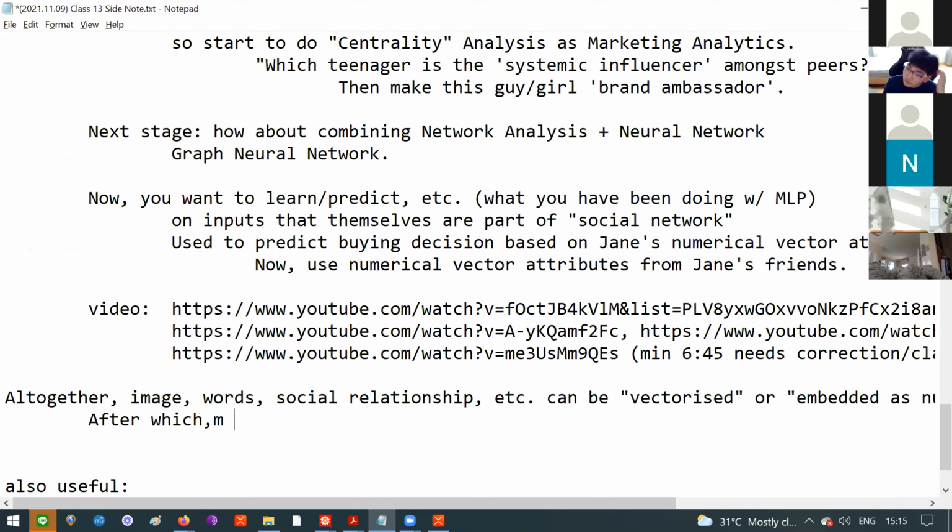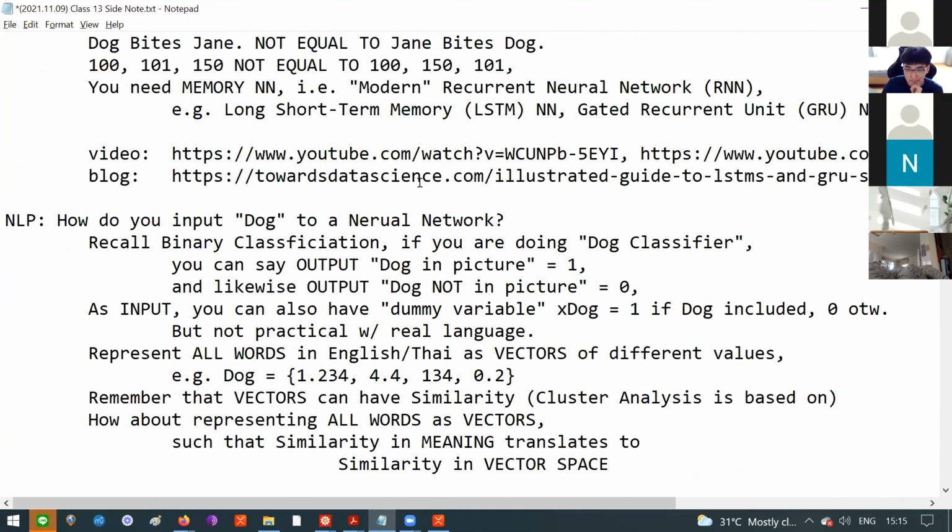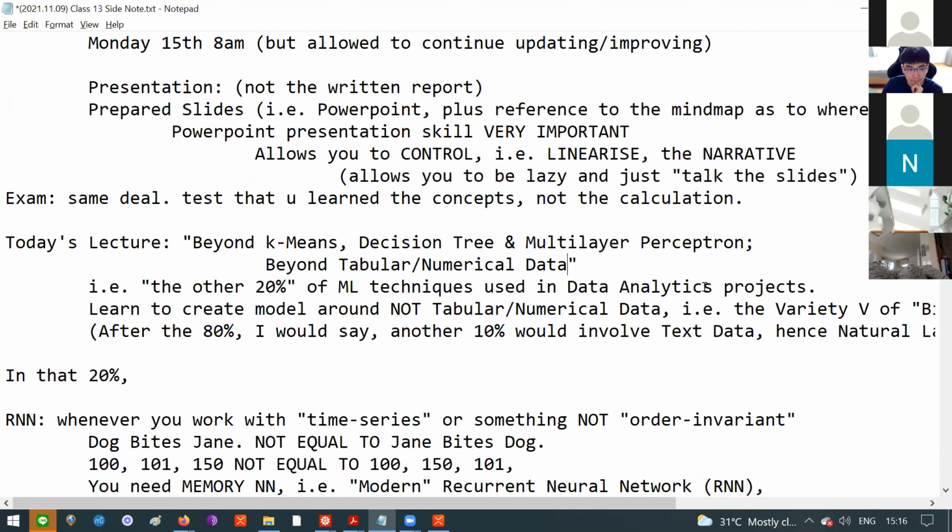After which you can then do all sorts of machine learning tasks around. And that's where we are today. So that's why all this V for big data, variety V, can be handled now.